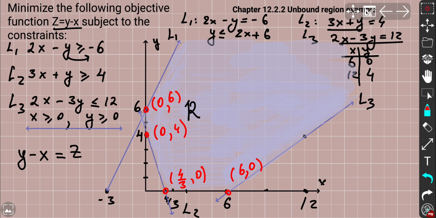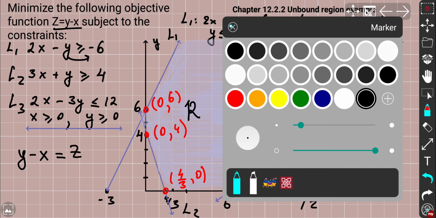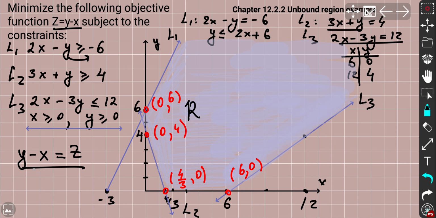What I'm going to do right now is use z as the target function and plug all the coordinates in for x and y and calculate the z value. If I plug in (0, 6), I simply get 6 here. If I plug in (0, 4), I get z to be 4.